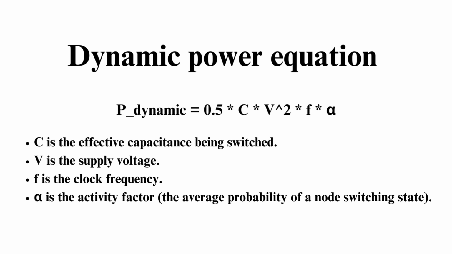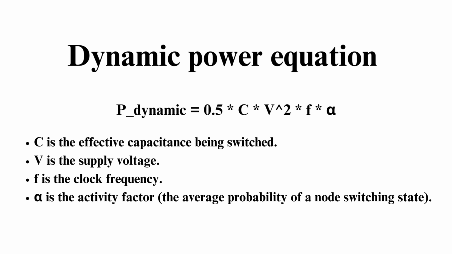Now here we can see the dynamic power equation. First we want to know how they calculated the dynamic power. The dynamic power in a digital CMOS circuit can be estimated using the following equation. Here the dynamic power equals 0.5 times capacitance times supply voltage squared times frequency times switching activity.